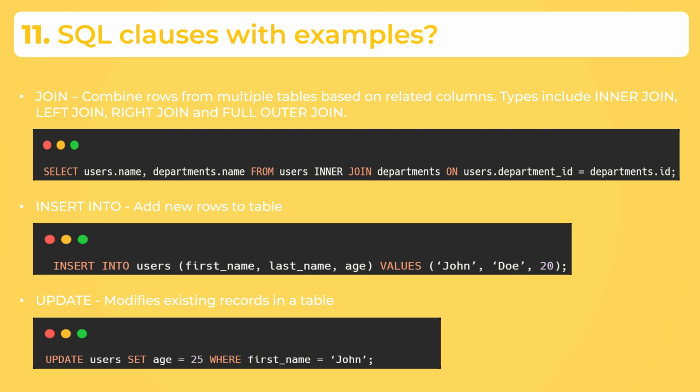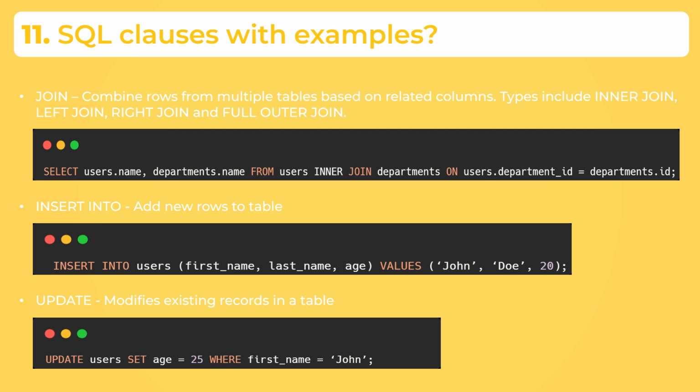Next one is join. Combines rows from multiple tables based on the related columns. Types include the inner join, left join, right join, and full outer join. Take example, select users.name, departments.name from users table, inner join departments on users.department_id and departments.id. So basically here we are finding the two columns from users and departments.